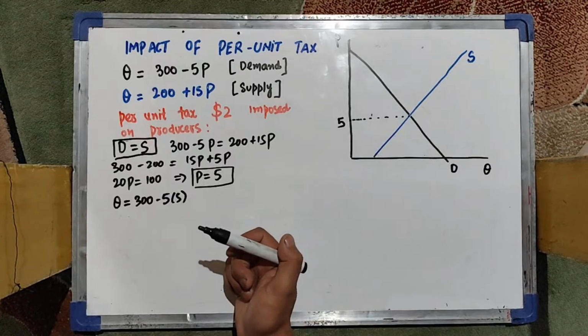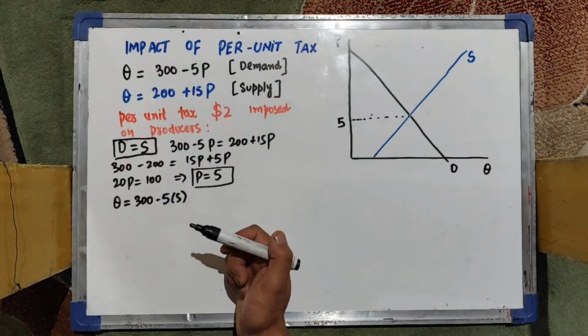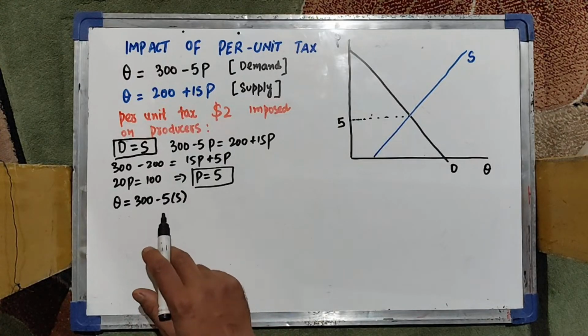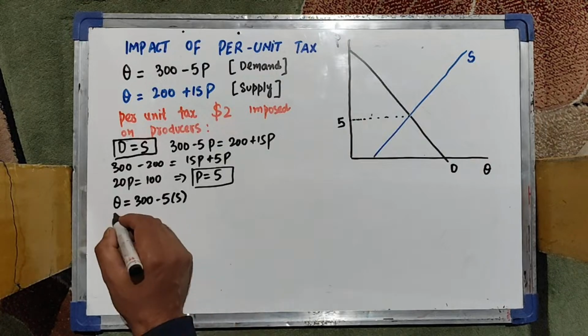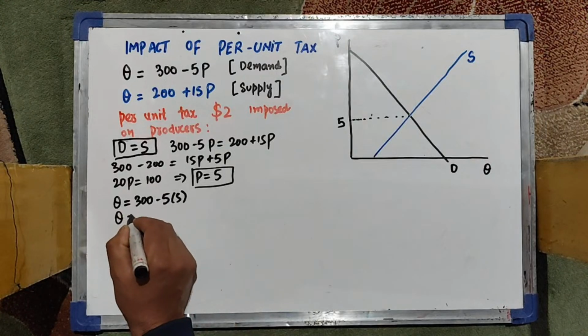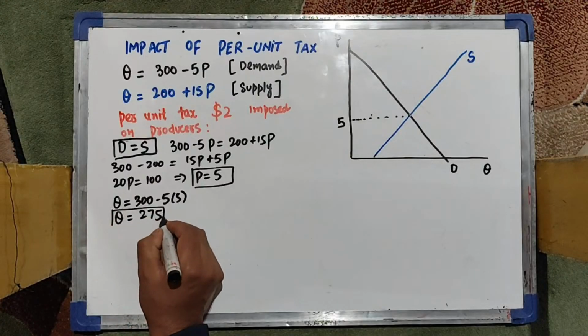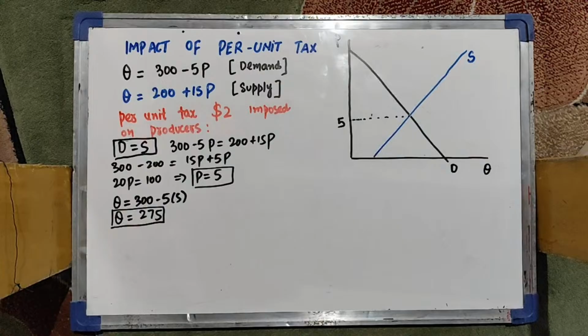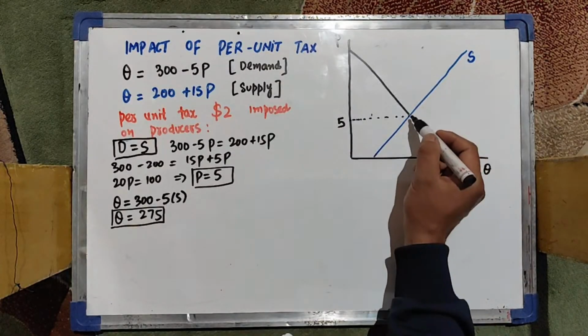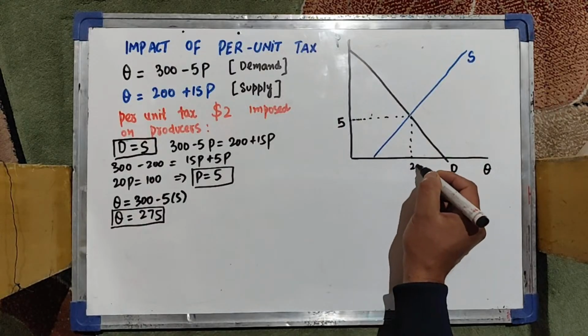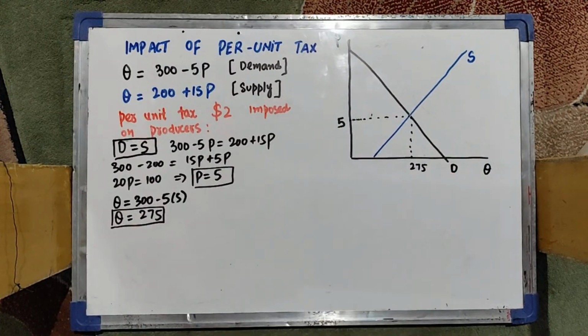So it will be in fact equal to 275 here, 275. Okay, I am really weak in doing the calculation. So before the imposition of tax, quantity demanded or supplied is 275 units and equilibrium price is 5.